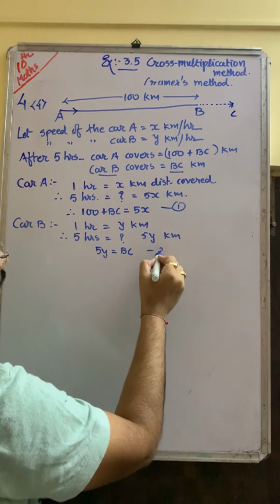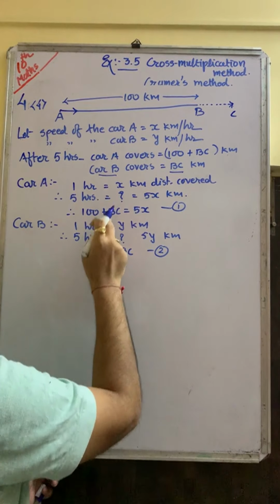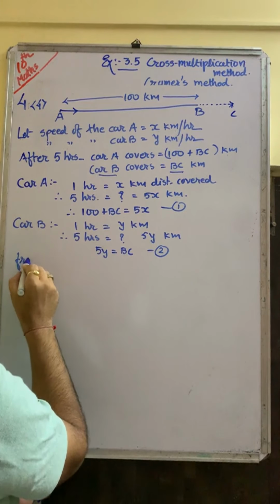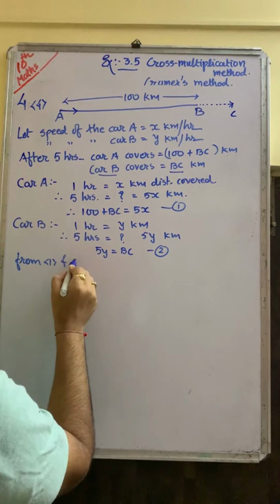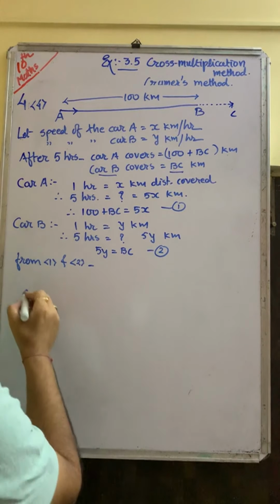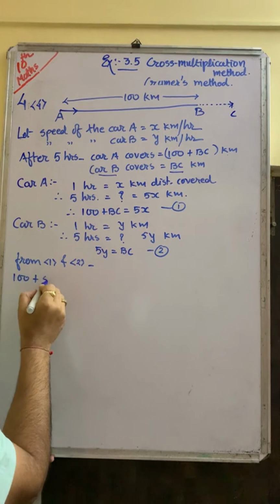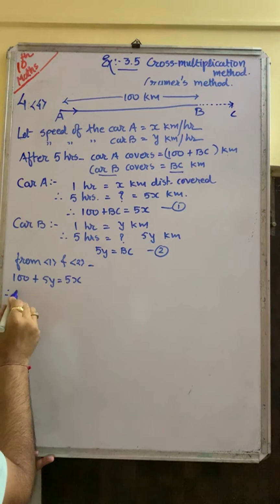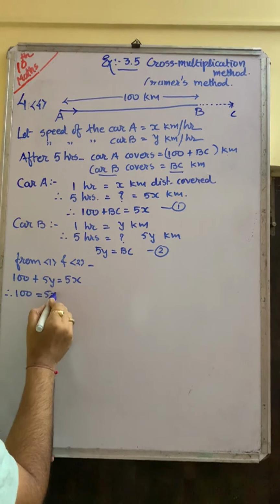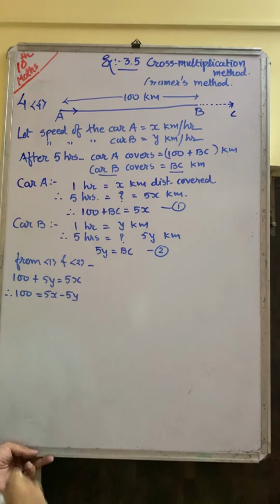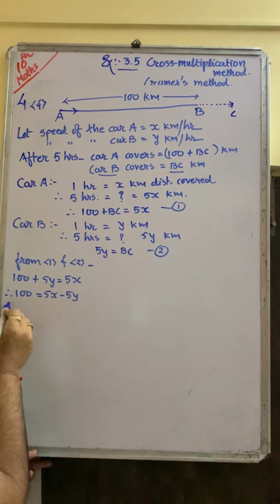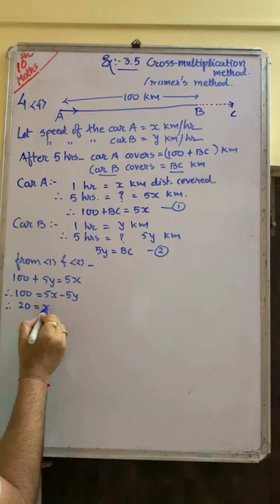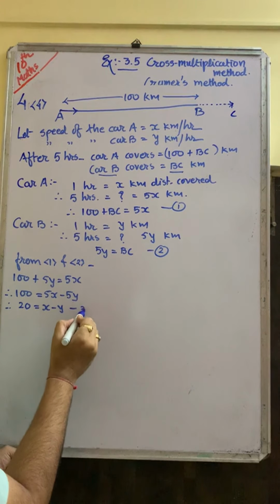Compare 1 and 2, or place the value of BC in number 1. So I can write from 1 and 2, 100 plus 5y equals 5x. If you take plus 5y this side, 100 equals 5x minus 5y. Divide each term by 5. So 20 equals x minus y. Equation number 3.